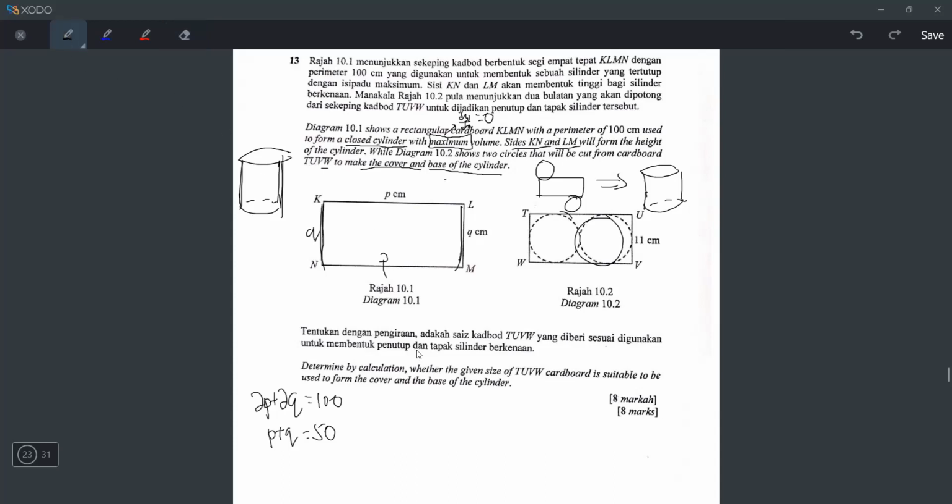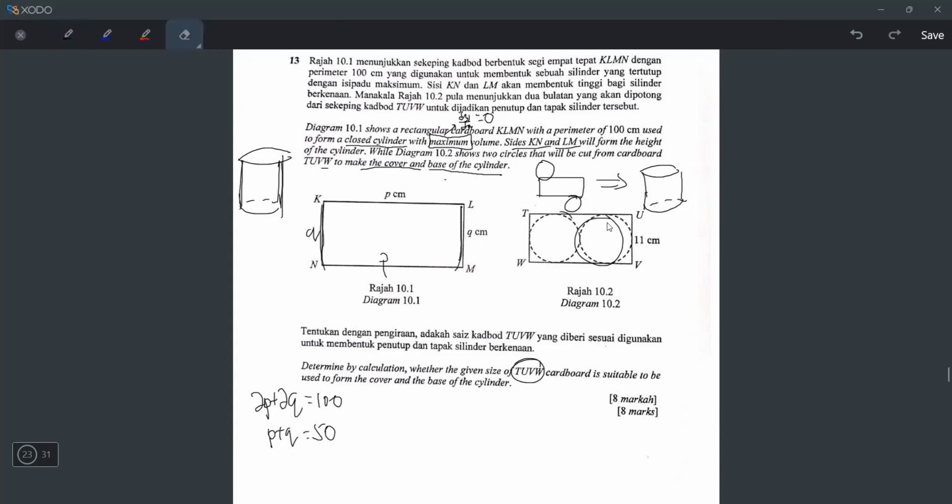Now they say what? Determine by calculation whether the given size of TUVW cardboard is suitable to form the cover and the base. It means they want you to determine whether TUVW is suitable or not. At first, when I do this question, this is what I do.